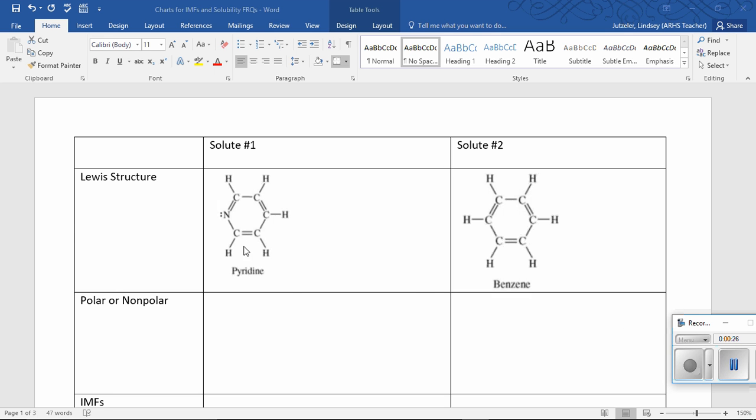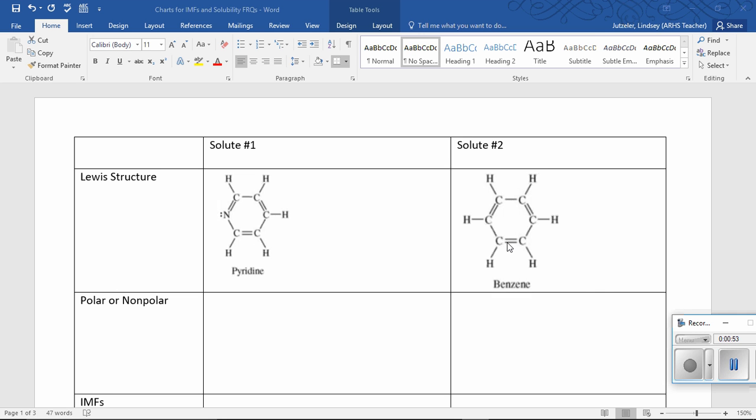Pyridine's on the left here, and benzene is on the right. You're told that pyridine is soluble in water, but benzene is not soluble in water, and you're supposed to account for the difference in solubility. So explain why pyridine is soluble in water, but benzene is not. And in your response, you must discuss both substances in your answer.